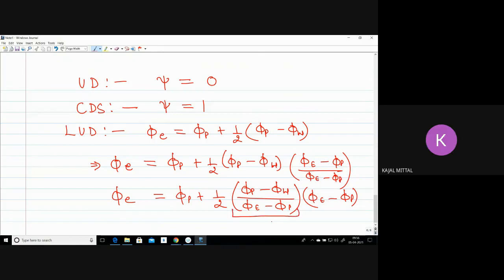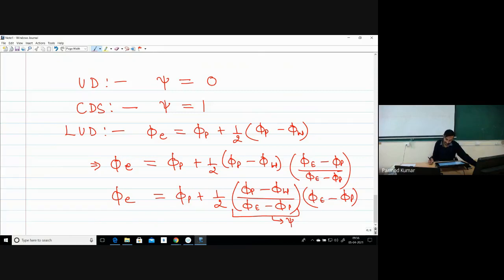Phi p minus phi w. So this is my coefficient, phi p minus phi w and phi e minus phi p. Over here, if you see, this phi p minus phi w is nothing but the gradient of phi in the upstream direction, if I divide it by delta x. Similarly, phi e minus phi p, if I divide by delta x, will be representing the gradient of phi in the downstream direction.